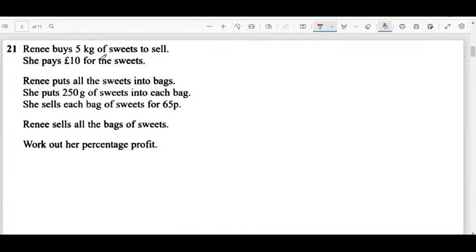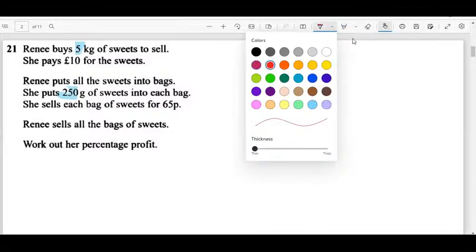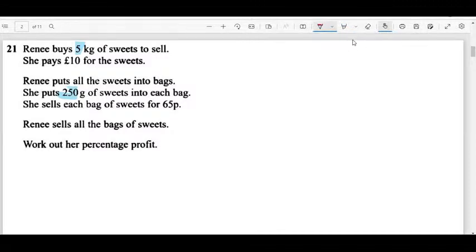It says Rainy buys 5 kg of sweets to sell. She pays 10 pounds for the sweets. Rainy puts all the sweets into the bags. She puts 250 grams of sweets into each bag. She sells each bag of sweets for 65 pence. Rainy sells all the bags of sweets. Work out her percentage profit. 5 kgs and 250 grams. So how many bags is she going to have? First, just take a minute, read the question, and then start answering me.